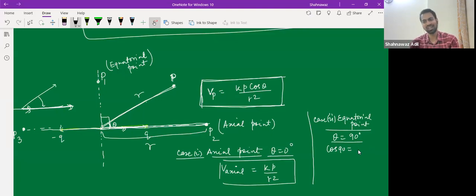So what is sine 90, if cos 90 is... 0? Yeah, this is 0, right? Cos 90 is 0, right, guys? Yes, sir. So cos 90 is 0, this part is 0, so the whole part cancels out and we have V equatorial as 0. So these are the two special cases.